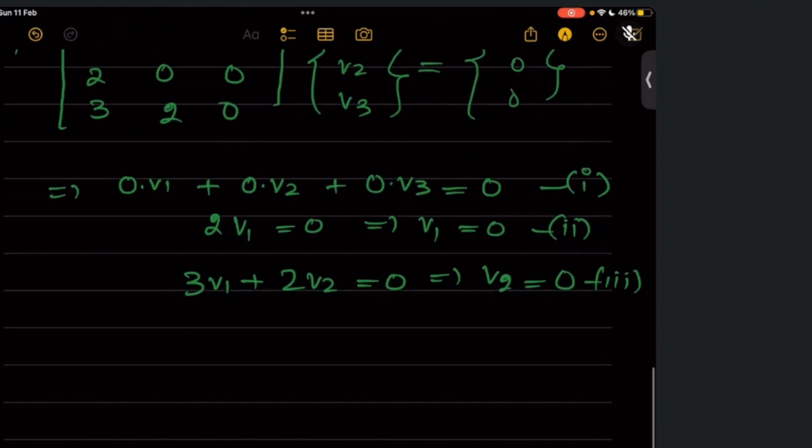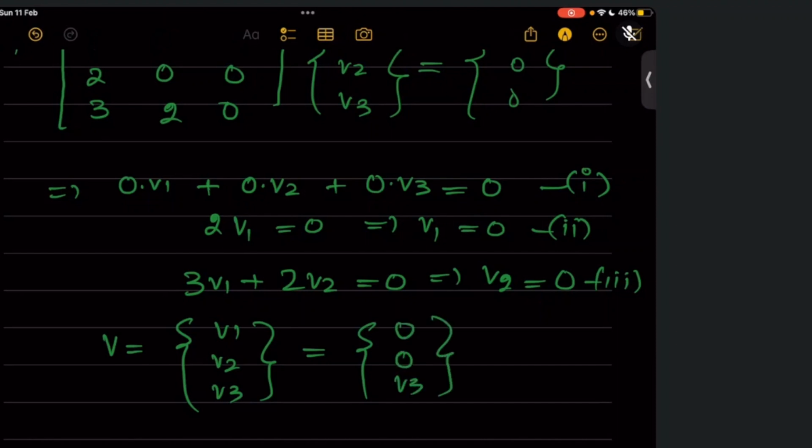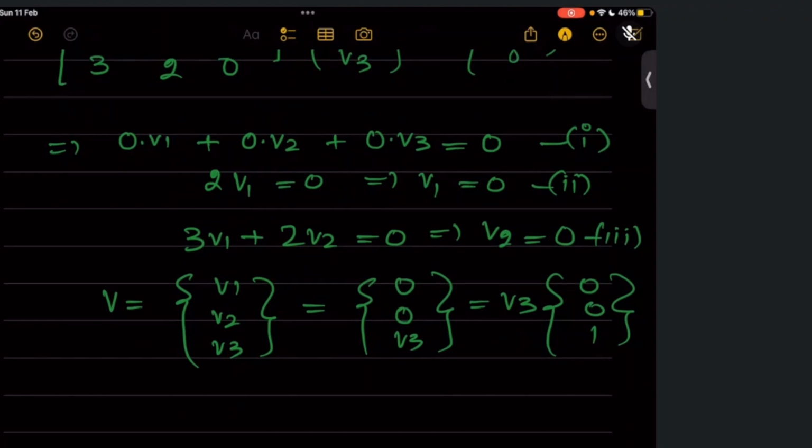So v3 we can choose according to our own choice. Like we can say the vector v1, v2, v3 is equal to 0, 0, v3. Taking v3 as common, we get the eigenvector as 0, 0, 1. And v3 we can choose according to us, we can put its value as 2, as 3 or as 4, anything, whatever we like.